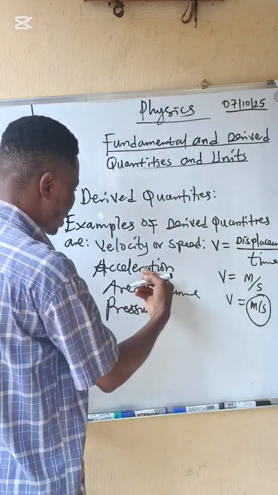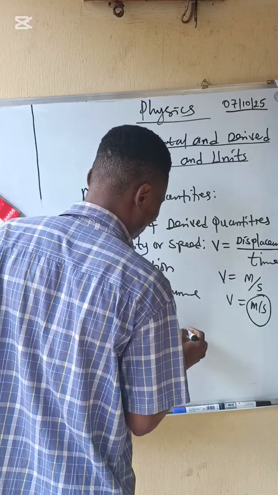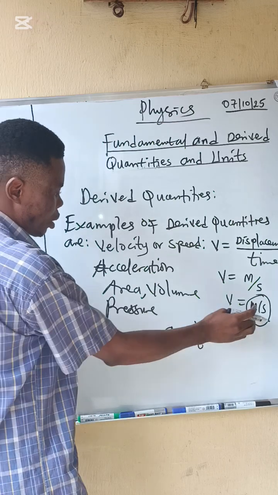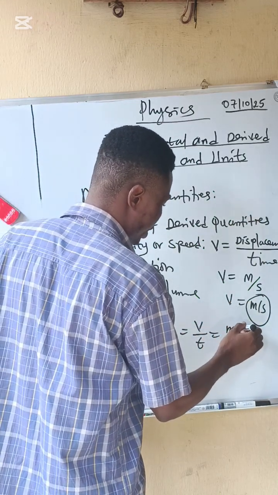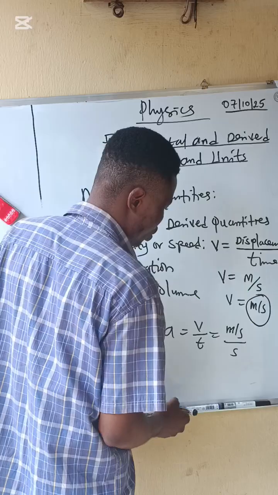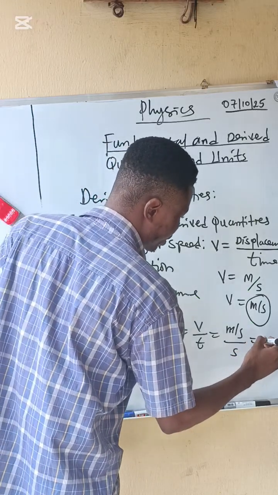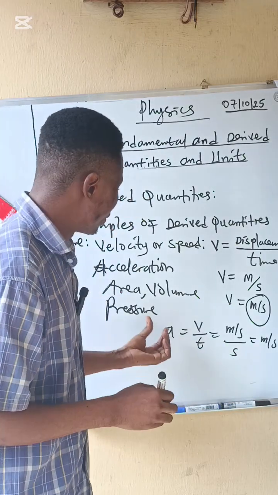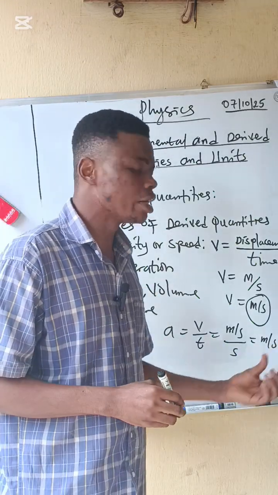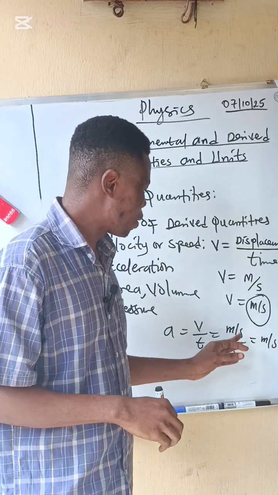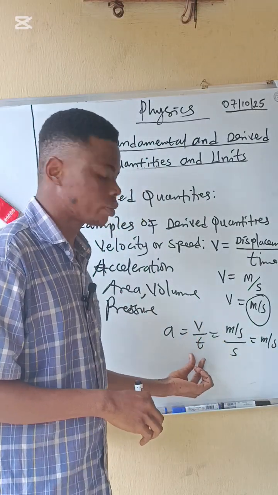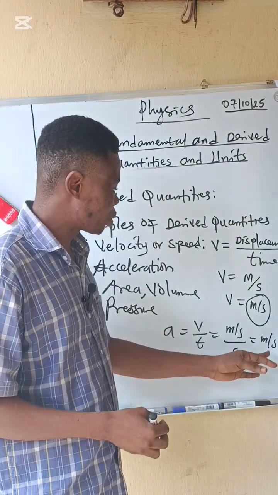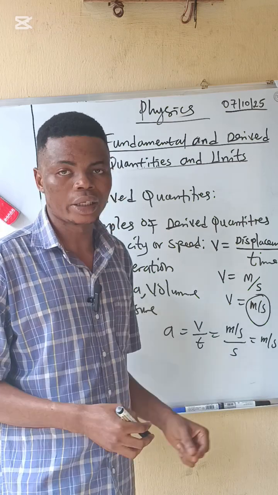The same thing with acceleration. If you look at acceleration, a equals v over t. The unit of v is meter per second, and t is in seconds. So when you remove the sign of equality, you have meter per second squared. So the unit of acceleration is a derived unit, because we have it from velocity over time, and the unit of velocity is a derived unit. The final answer is meter per second squared.